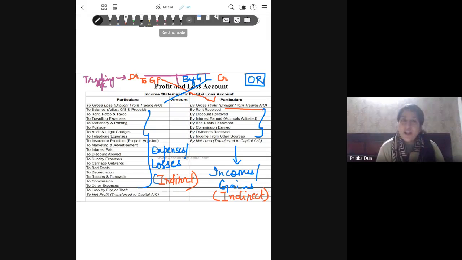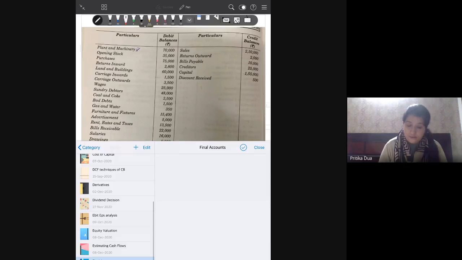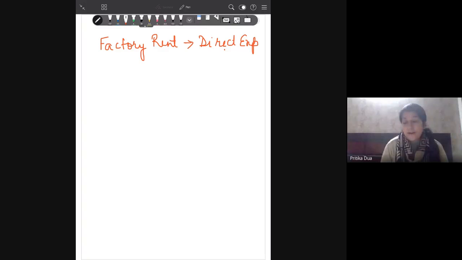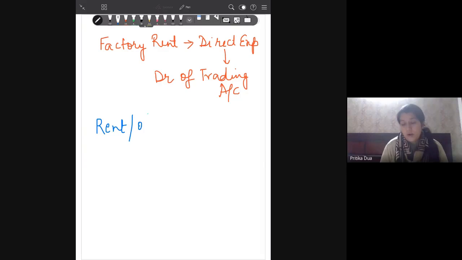अगर आपको question में factory rent दिया है तो factory का rent आपके trading account में आएगा. But if you are given simple rent or office rent, then that will come under the P&L account. I repeat myself. If you are given factory rent, तो factory से related जो भी खर्चा है वो direct expense है आपका. Okay, so that will appear on the debit side of trading account. But if in the question you are given simple rent or it is written office rent, this is an indirect expense for the business and hence it will appear on the debit side of P&L account.